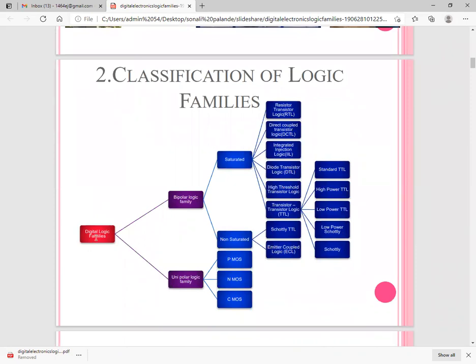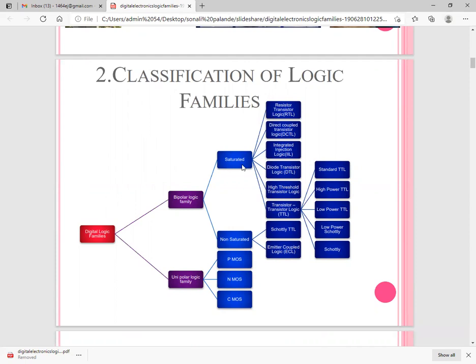Digital logic families are classified into two types: bipolar logic family and unipolar logic family. The bipolar logic family is further divided into two types: saturated and non-saturated. And the unipolar logic family is further divided into three types: PMOS, NMOS and CMOS.